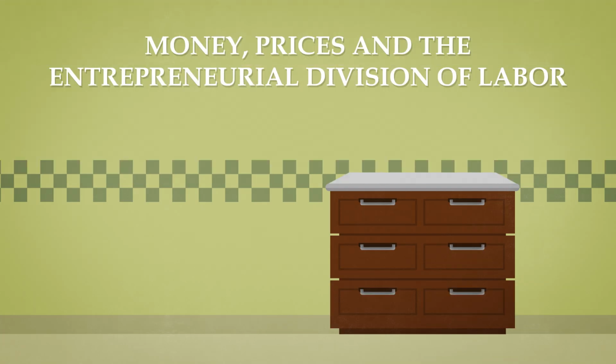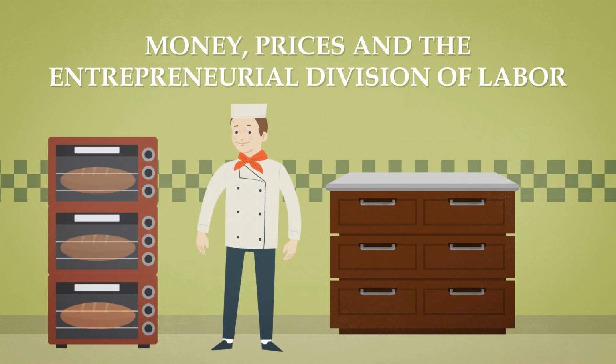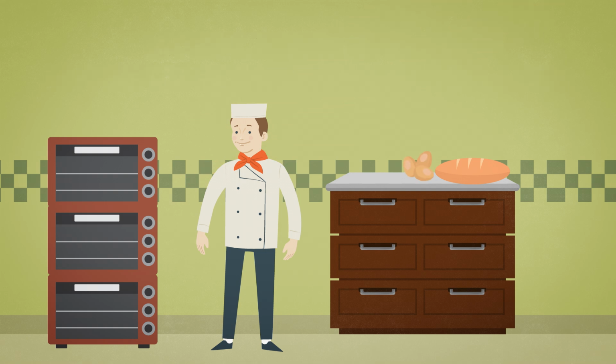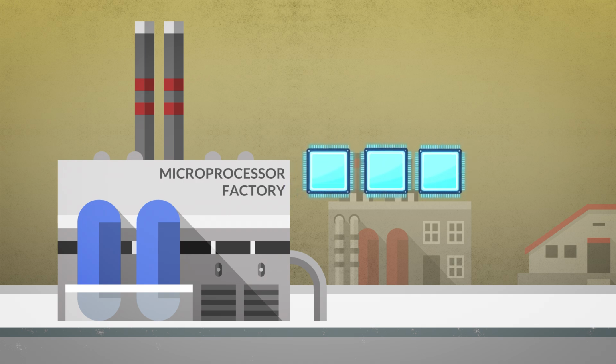Money, prices, and the entrepreneurial division of labor. With dispersed private property comes an exchange of ownership titles. People specialize, for example, in baking bread, and then what they don't consume themselves, they exchange for other things they need. Of course, in the modern economy, many goods aren't produced at all to directly satisfy the owner's need, but are produced solely for exchange.